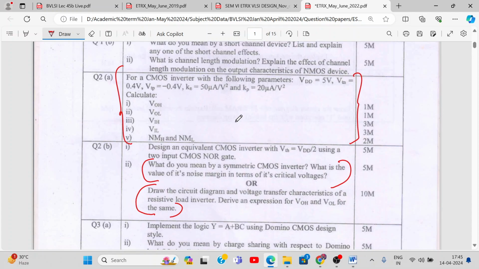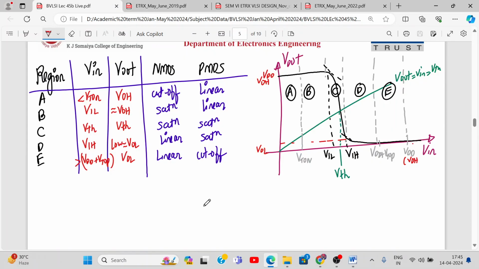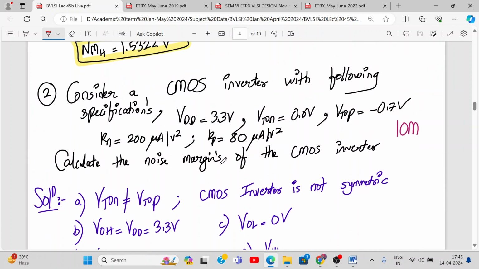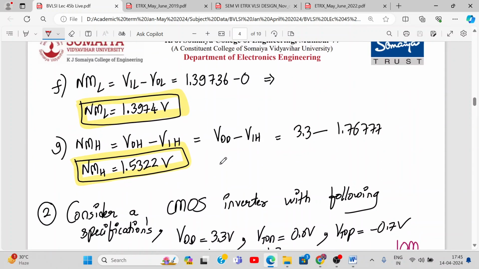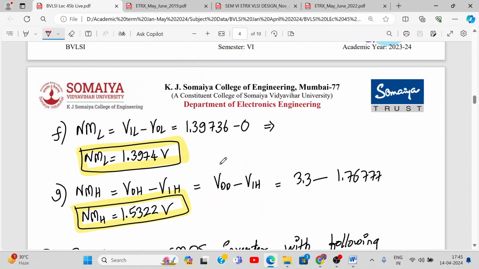All right. Okay, so I guess we stop the lecture now. So that's it for today. We have solved a few numericals on CMOS inverter. In this lecture, we have solved a numerical for a CMOS inverter which is not symmetric. And yeah, that's it for today. Next time, we'll start with some other topic.